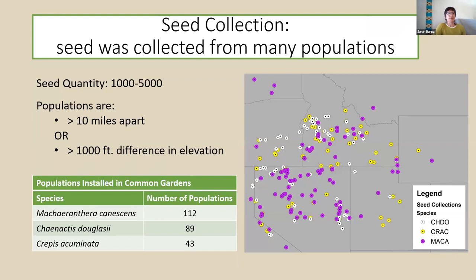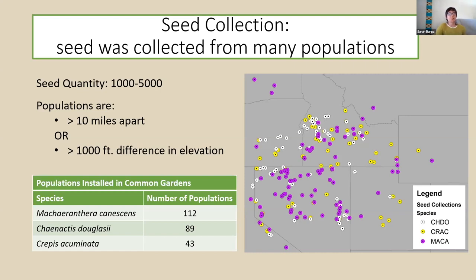And so with the help of several partners, we were able to collect seeds from across the range of these species. And so the map here on the right shows the seed collections from across those ranges. And those dots represent populations. And these populations were greater than 10 miles apart or greater than 1,000-foot elevation difference. And these represent between 43 and 112 populations from each of these species that ended up in the common gardens that we established last fall.